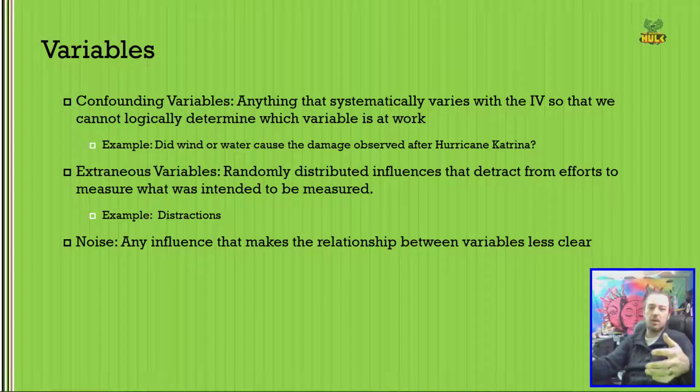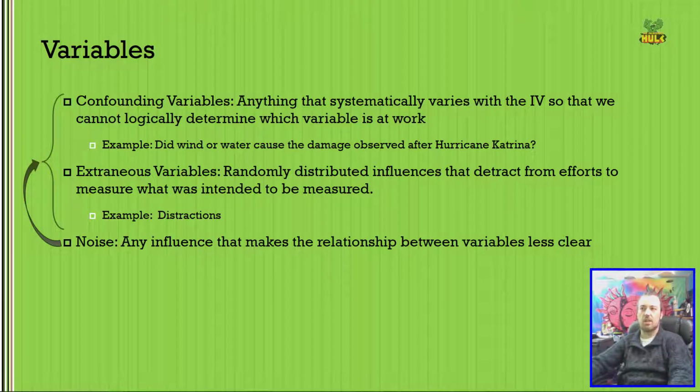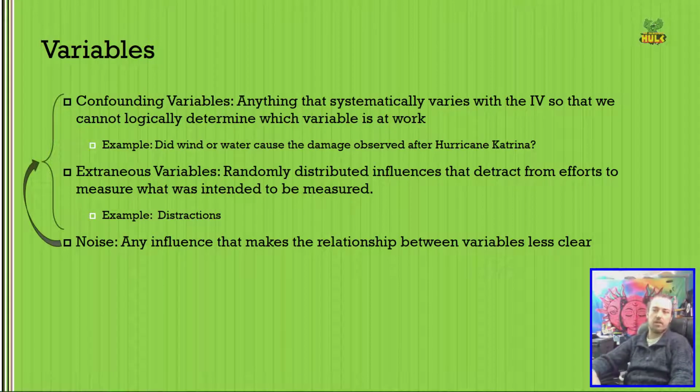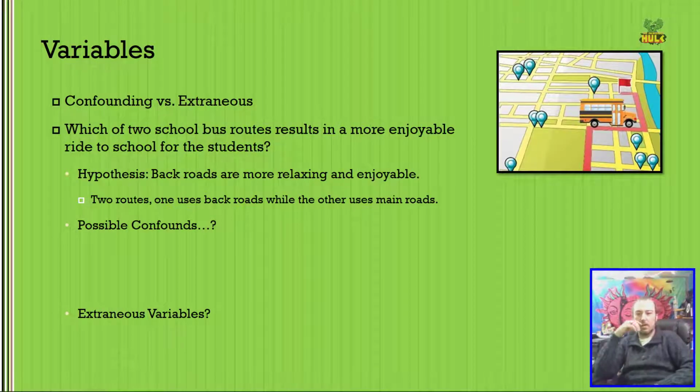So confounding variables, they systematically vary with the independent variable. Extraneous variables are more randomly distributed. Okay? Both really could be considered examples of noise. So let's sort of quiz ourselves here. Confounding versus extraneous variables. What sorts of things might be going on here?